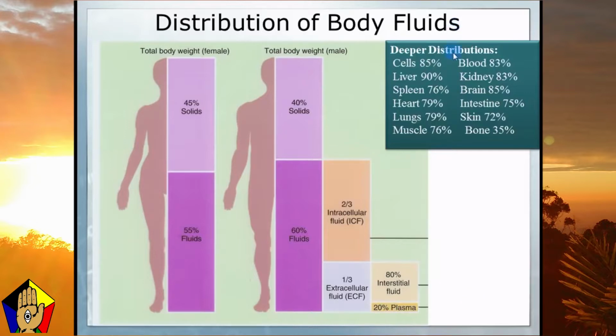And if you want to look deeper into the distribution, you can see a cell, one cell by itself, is 85% water. Your liver, if we pull it out of your body, is 90% water. When you look at the brain, where's the brain on here? It's like 80, there we go, 85%. So your brain is just a big bag of water and fats, basically. Even bone is 35% water.